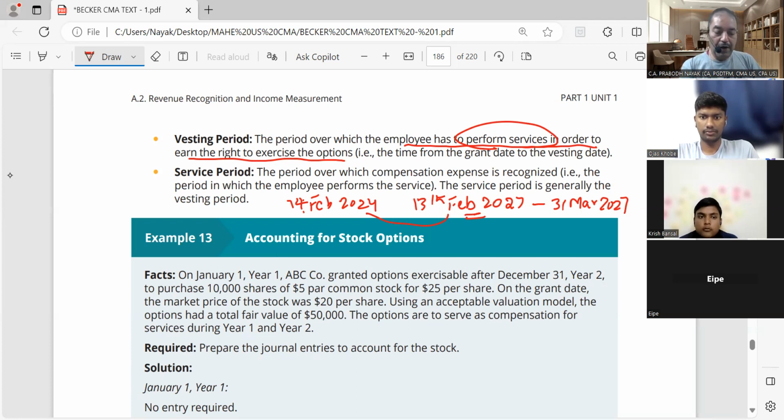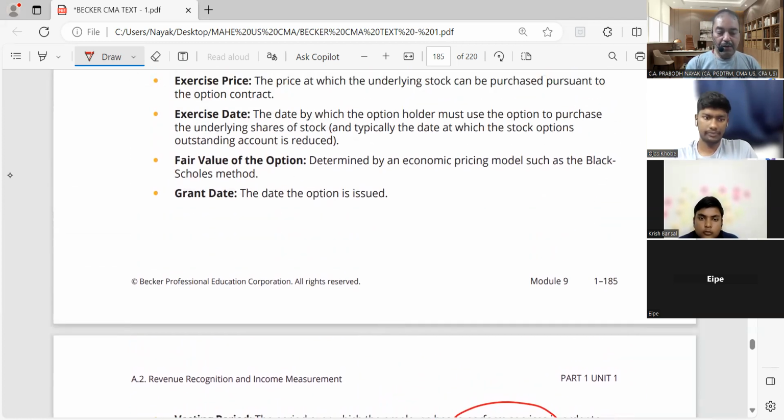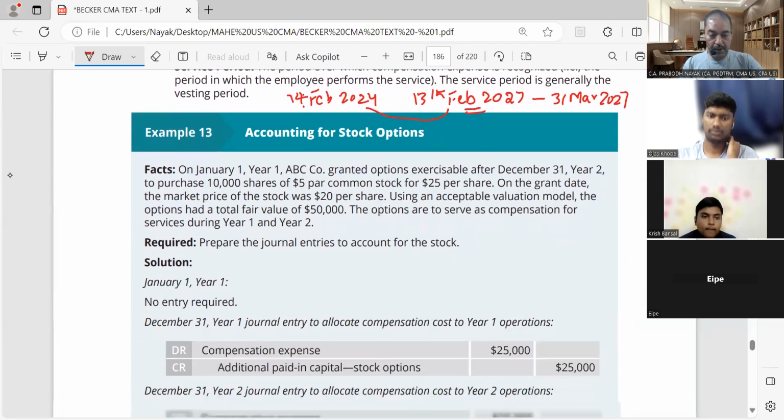Okay. So these are all your concepts. So are you clear with all these points? Especially grant date, vesting date, exercise date. Okay. Exercise period, fair value of the option, all these concepts, you have to be familiar with. Okay. Let us take an example.